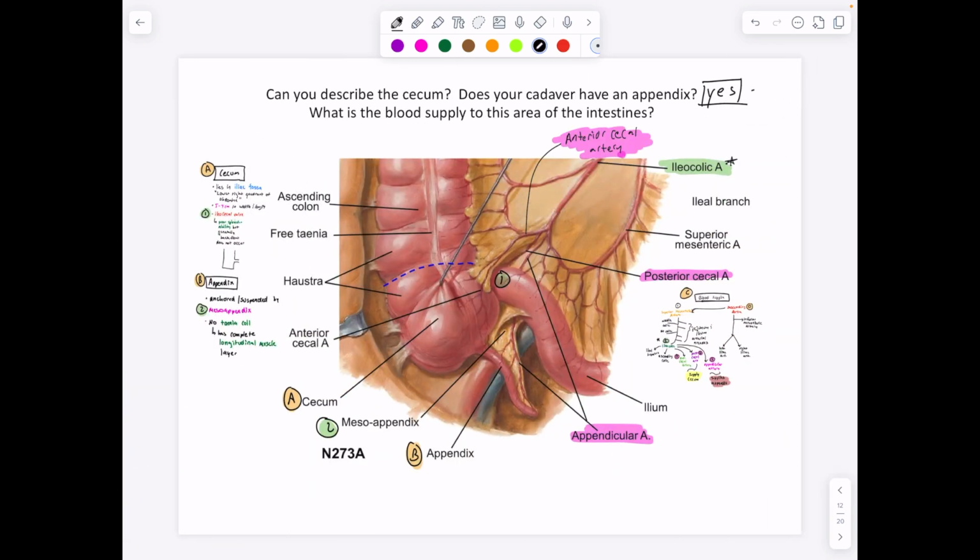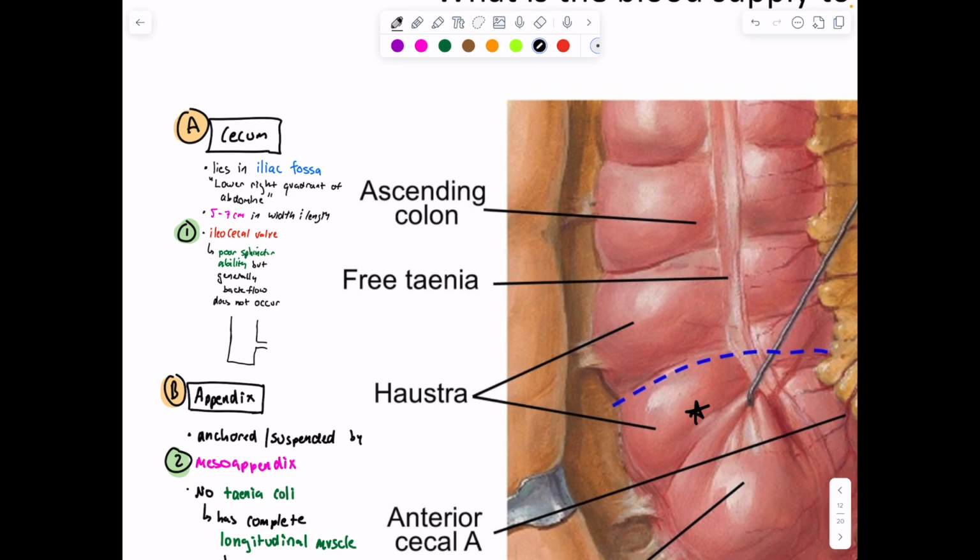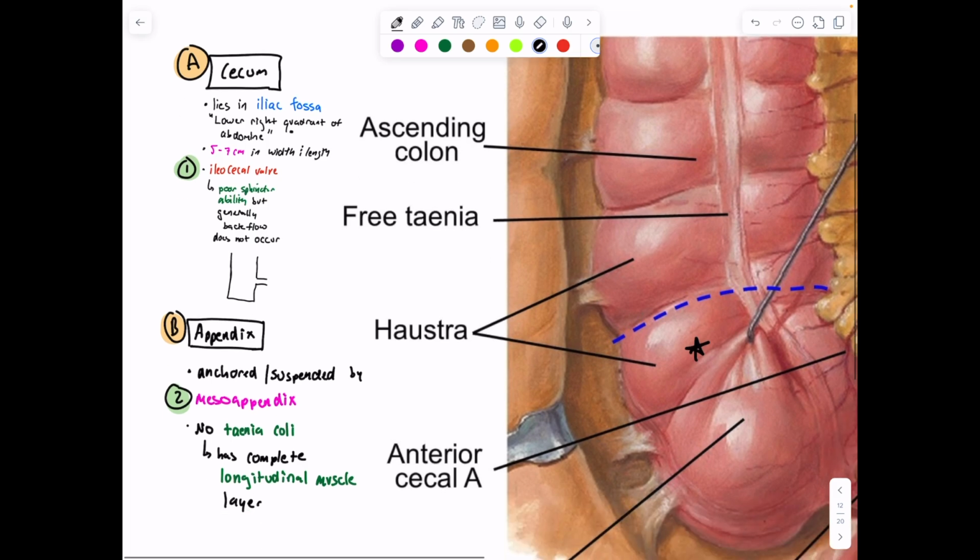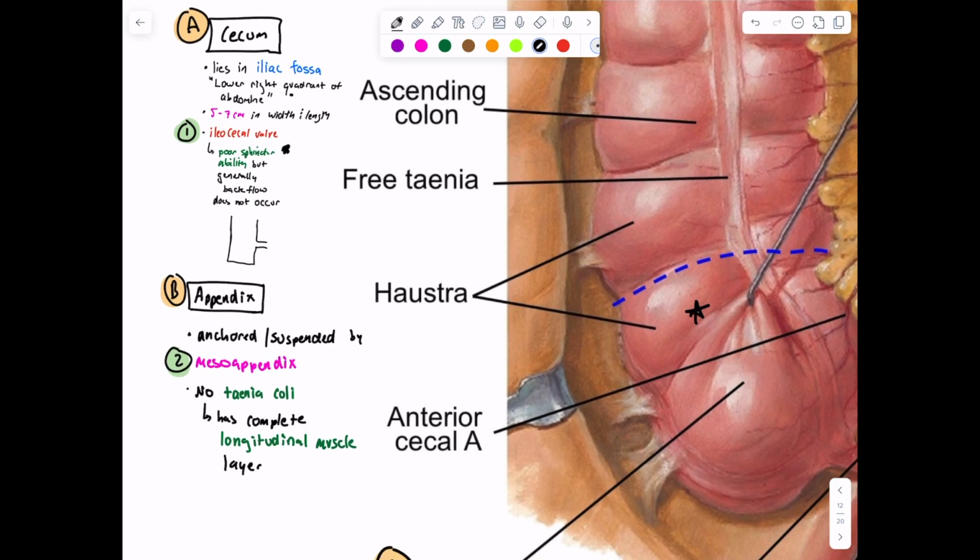The cecum is this guy right here, and it lies in the iliac fossa, which you can think of as the hip region. It's in the lower right quadrant of the abdominal cavity. It is 5 to 7 centimeters in width and length, so it's pretty wide. It has the ileocecal valve, which has some sphincter ability, but generally backflow doesn't occur. The reason given in our notes is that the lumen of the cecum is so much larger than the lumen of the small intestine that there's so much room here that it's unnecessary for anything to flow back into the ileum.